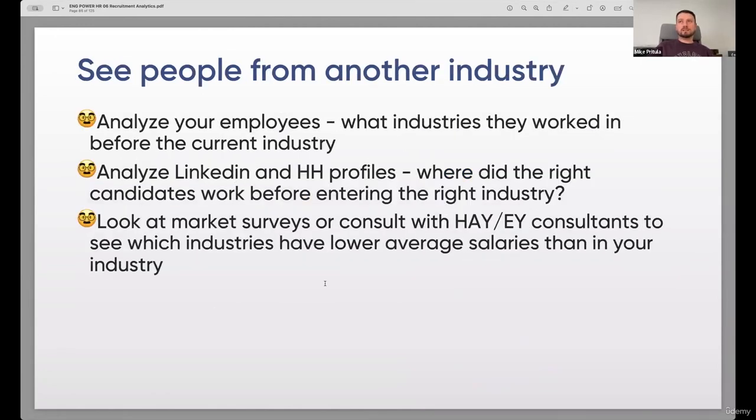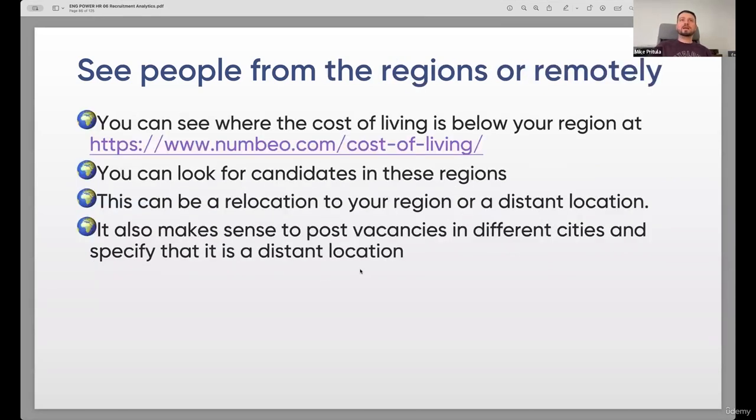See people from another industry. Very often companies limit the industry only to their competitors, their current industry, but usually there are even more candidates from other industries. Just observe your current candidates and employees and analyze from which industry they came. See people from the regions or remotely. Sometimes it's more efficient to consider people from other locations.